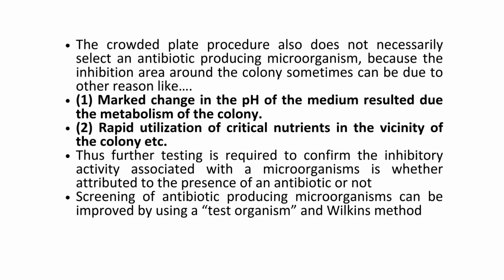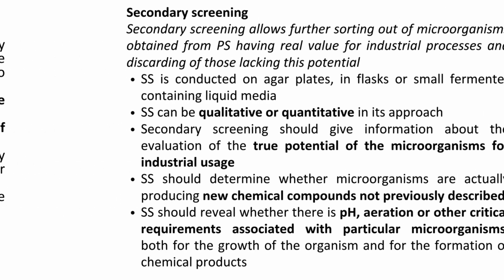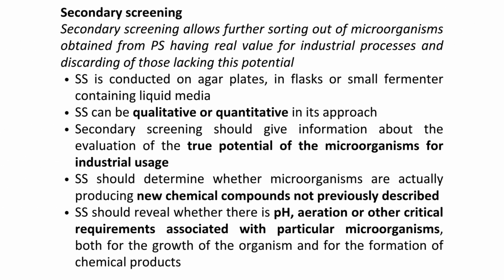An inhibition zone might not always be due to an antibiotic. It could be from a marked change in pH or rapid nutrient depletion near the colony. So further testing is needed to confirm antibiotic production. Using a specific test organism can improve this screening method. Next we have secondary screening. This further sorts the microorganisms from primary screening, keeping those with real industrial value and discarding others.